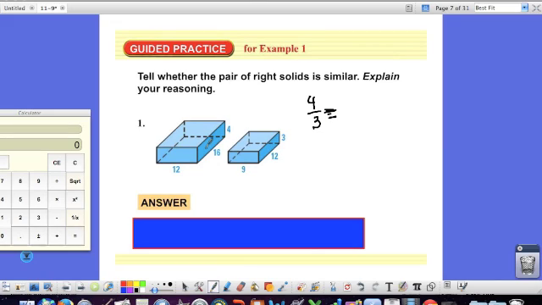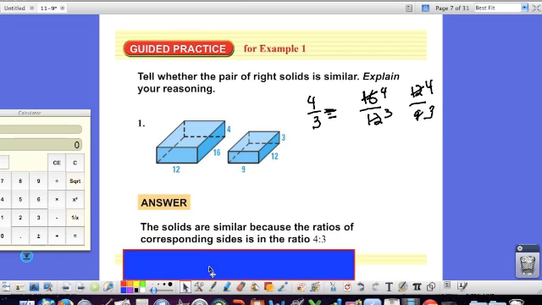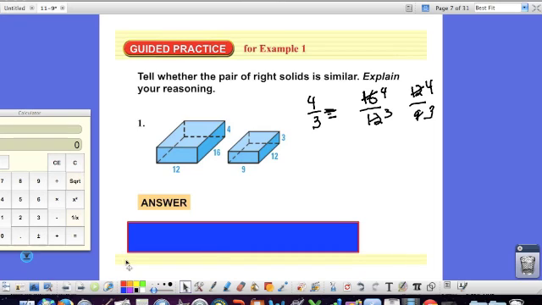Oh, there we go. This 16 would correspond to 12, and this would simplify to 4/3. And the 12 would correspond to 9, which does simplify to 4/3. So they are similar with a scale ratio of 4 to 3.